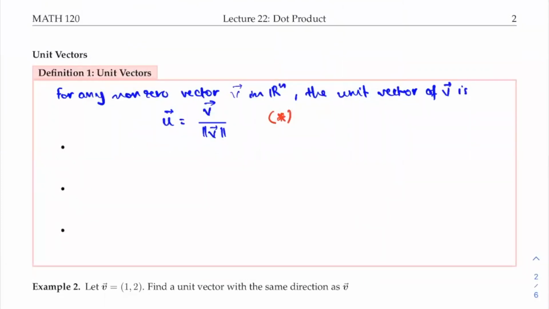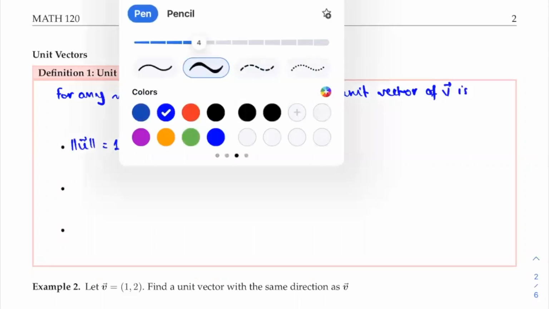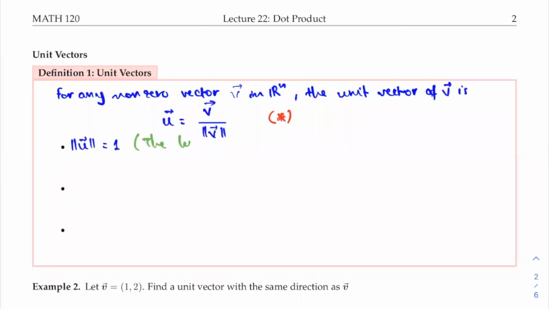Because it's called the unit vector, the length of any unit vector is always equal to 1. Right? So the length of u is equal to 1. So this says that the length or magnitude of a unit vector is always equal to 1.